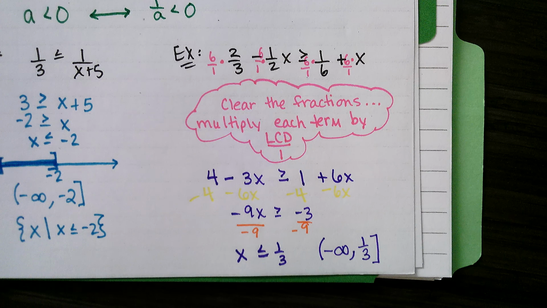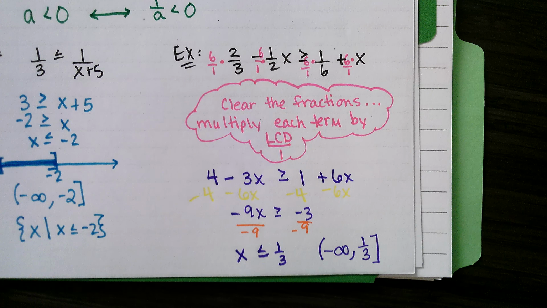Okay, next property that you may or may not have ever heard of is the reciprocal property for inequalities. This might be new. I don't know. You'll have to tell me next time you see me. The reciprocal property for inequalities says that if a is greater than 0, then 1 over a is also greater than 0. And that goes back and forth together.